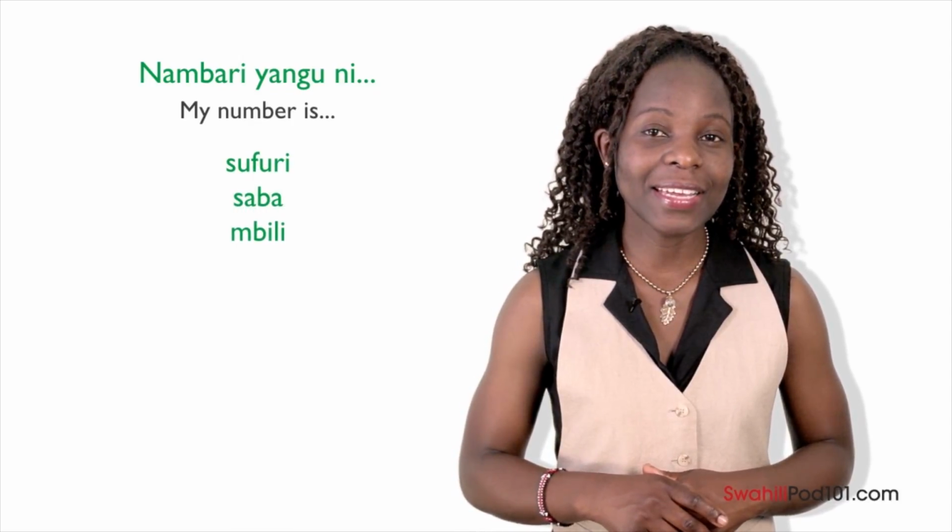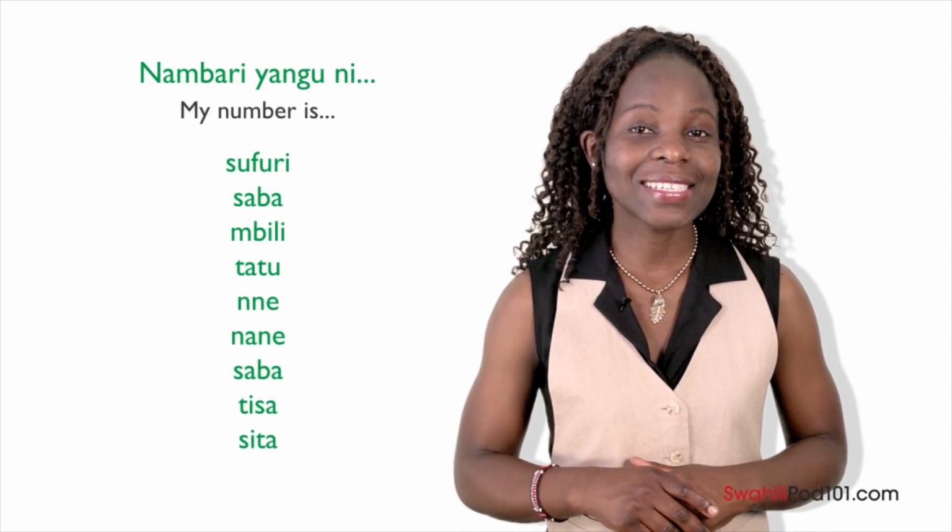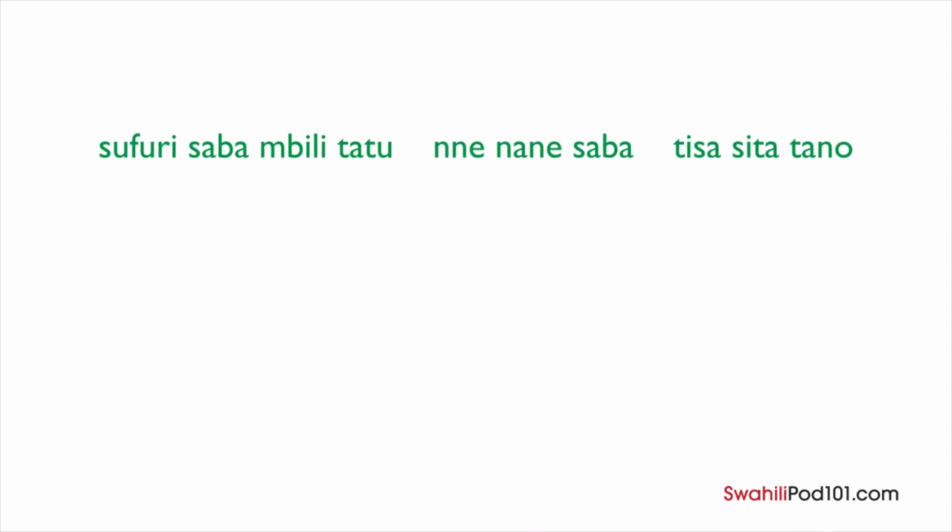Now, there's no need to panic if your new Kenyan friend asks for your cell phone number. Let's practice how you'll say it. We'll use the phrase, nambari yangu ni, which means, my number is. Nambari yangu ni. Sufuri, saba, mbili, tatu, nne, nane, saba, tisa, sita, tano. Can you read it by yourself?